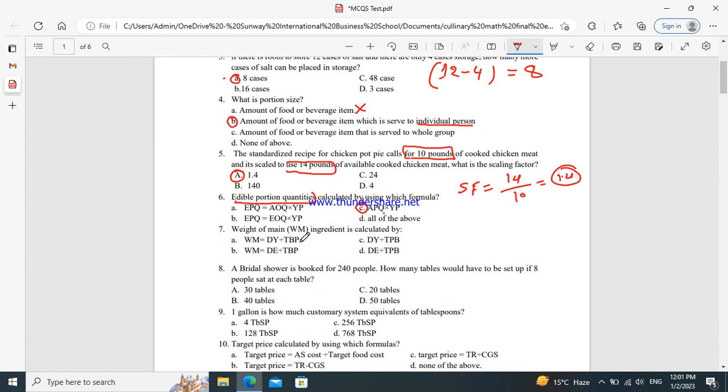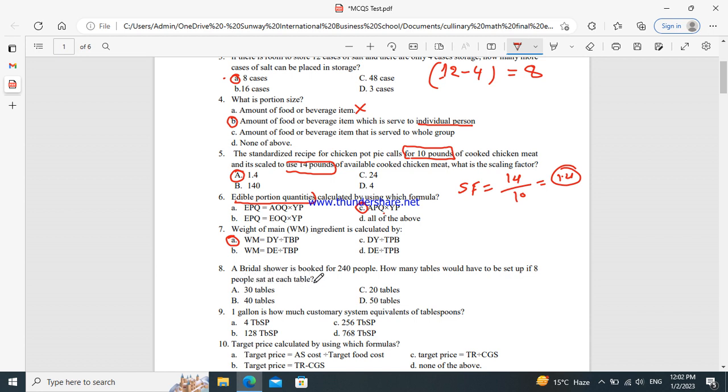Weight of main ingredients is calculated by which formula? The correct answer is like WMI divided by TBP. Oh no. Yes, this is the correct answer. Okay, now move on to question number 8.